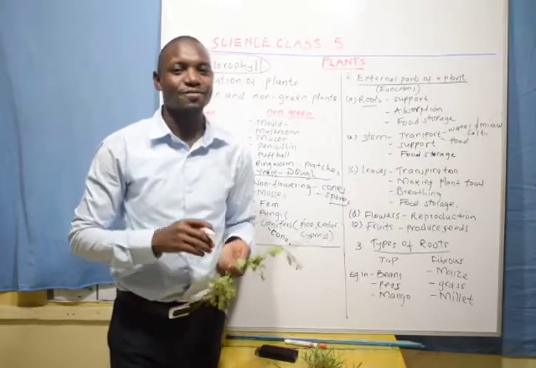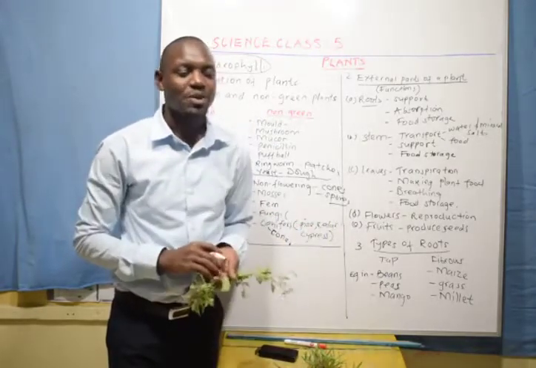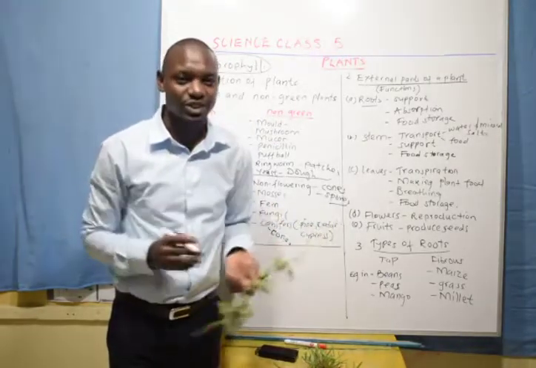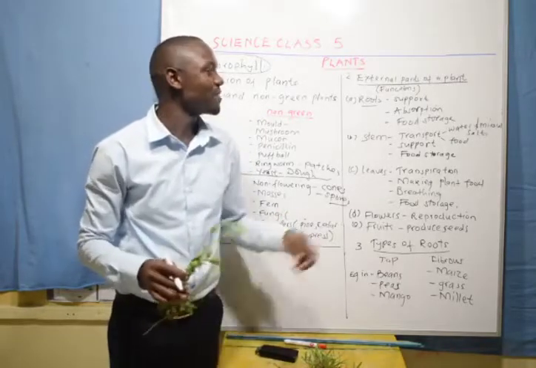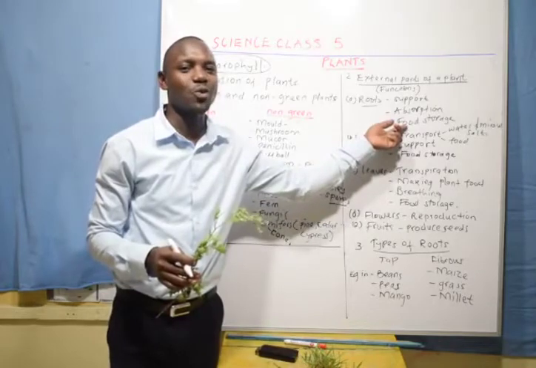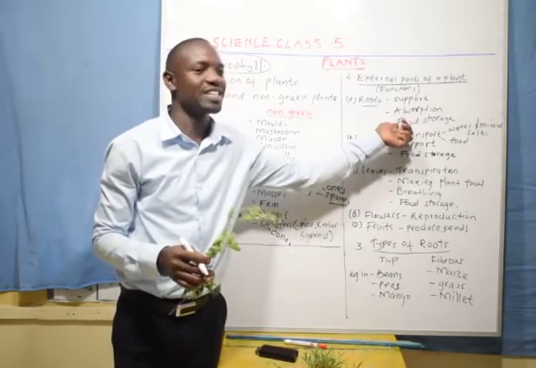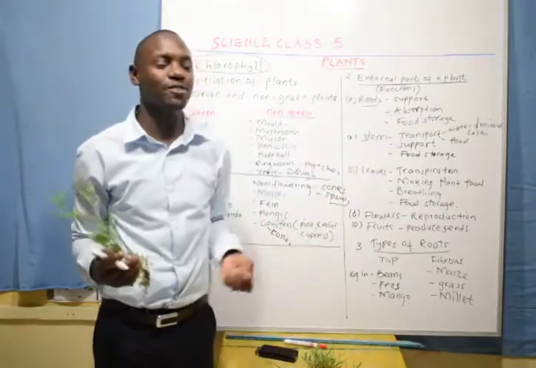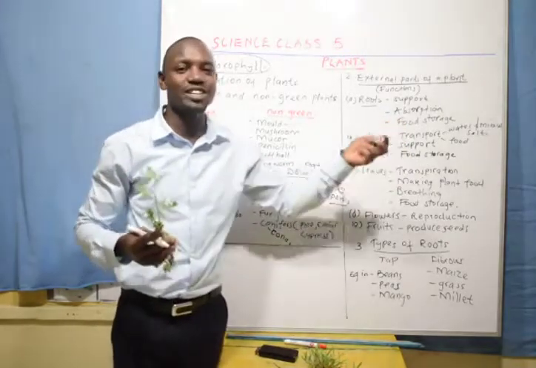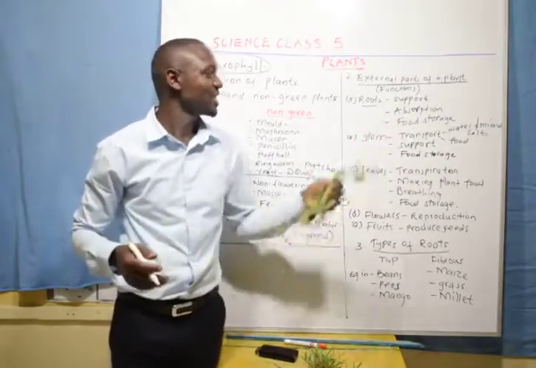These plants are, for example, the cassava. We have the sweet potatoes. All those plants, we have the yams. They store their food in the roots. That is where we have the fleshy part. That is where we eat. For example, in a cassava, we eat the roots because that is where the food is. In a yam, we eat the roots because that is where it stores food.